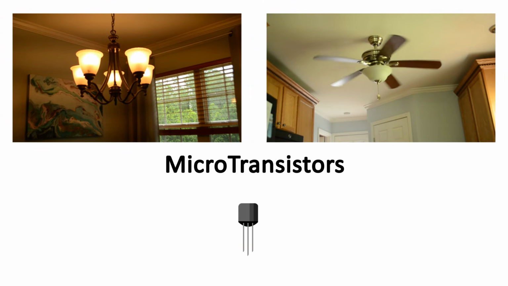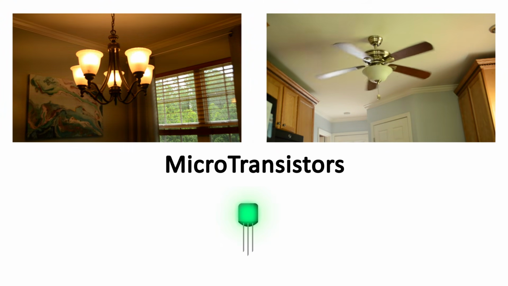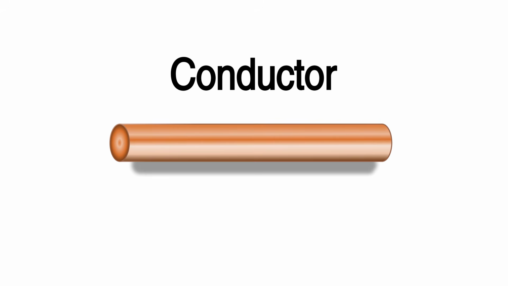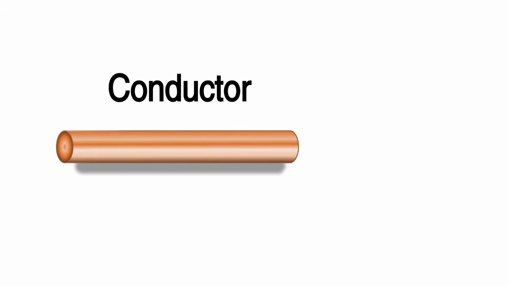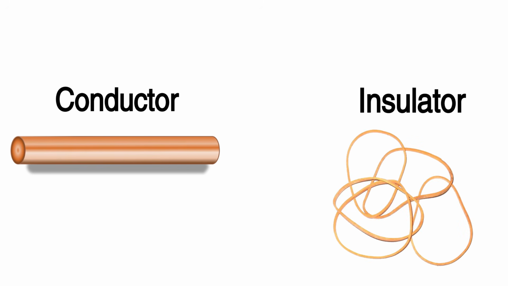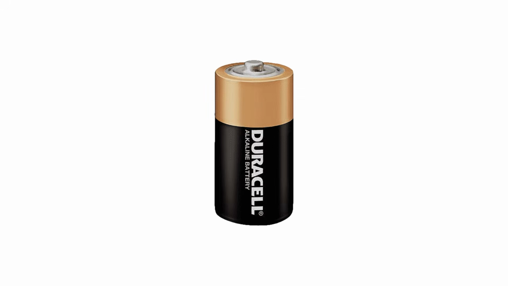So the question is, how do we get electricity where we want it? We know that copper is a conductor, which will allow electrons to move through it, but other materials like rubber will not allow the electrons to travel through them. These materials are known as insulators. With conductors and insulators, we have everything that we need to make a battery.